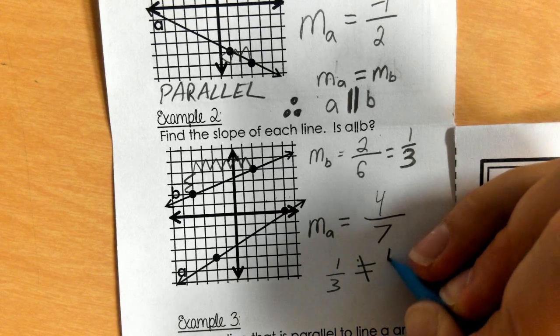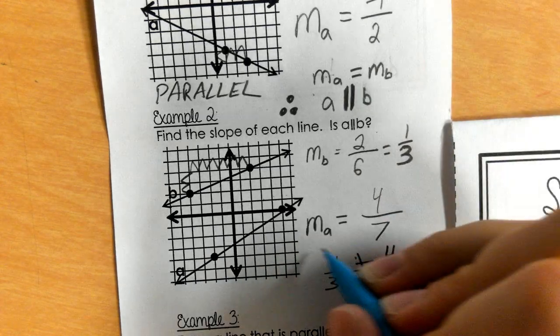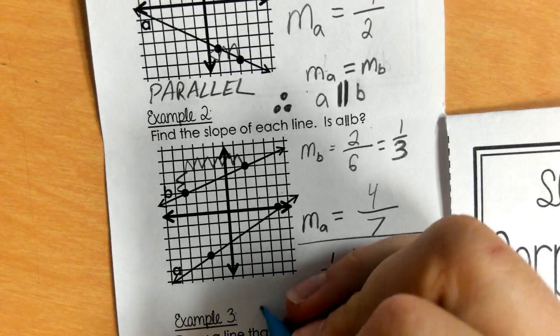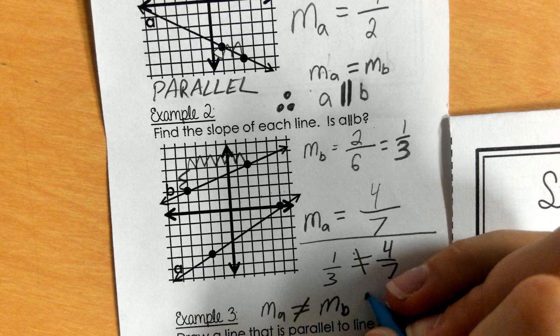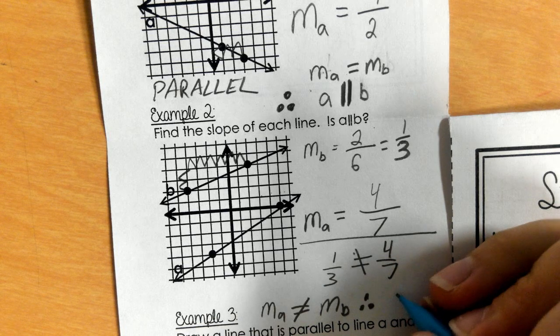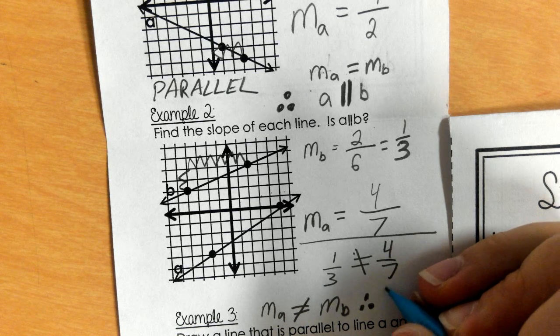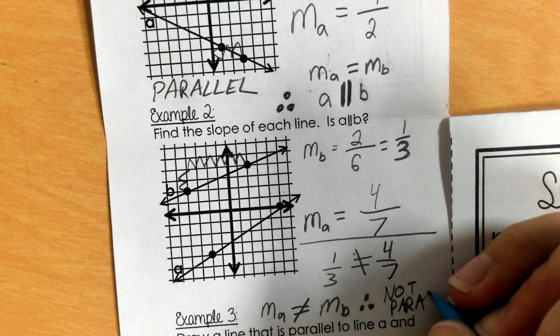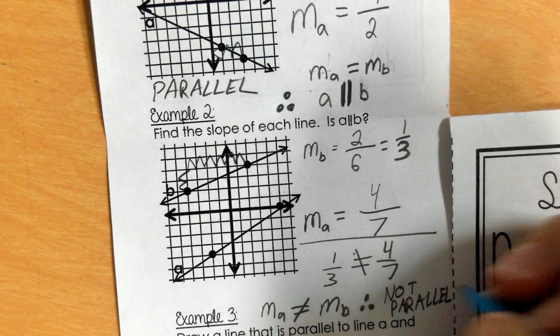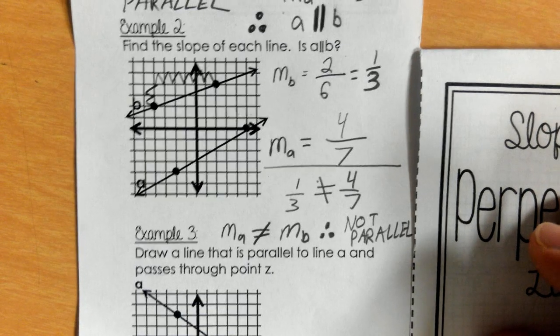One third does not equal 4/7. These slopes are not the same. The slope of A does not equal the slope of B. Therefore, not parallel.